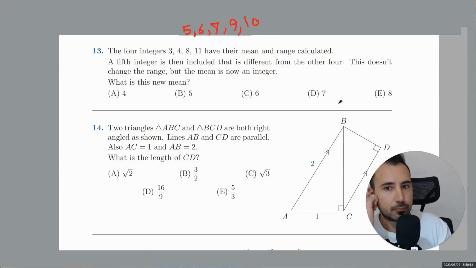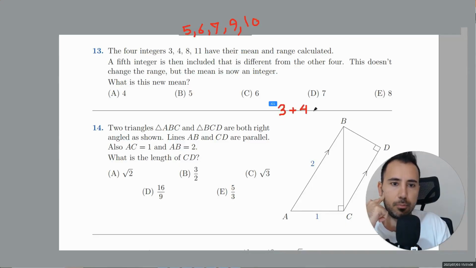Now it says the mean will be an integer, right? So we just have to see this number. Let's find the mean. We just have to add all of them: 3 plus 4 plus 8 plus 11. Right now, this one should not be an integer, right?